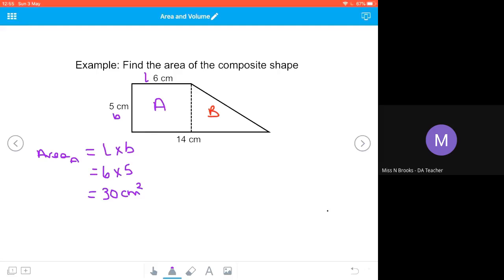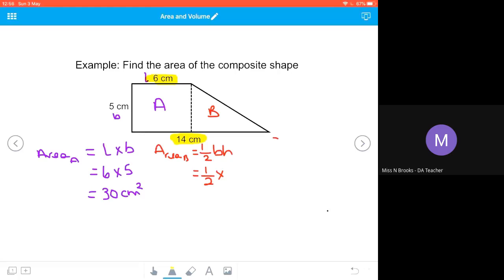Now, we need to work out the area of B. And we know that the area of a triangle is a half multiplied by the base multiplied by the height. Now, write down the half, and we're going to multiply that by the base. Now, if we go to our triangle, you can see that we don't actually know what the base of the triangle is. We know that the entire length is 14 centimeters. And we know that from one end to the end of the rectangle is 6 centimeters.